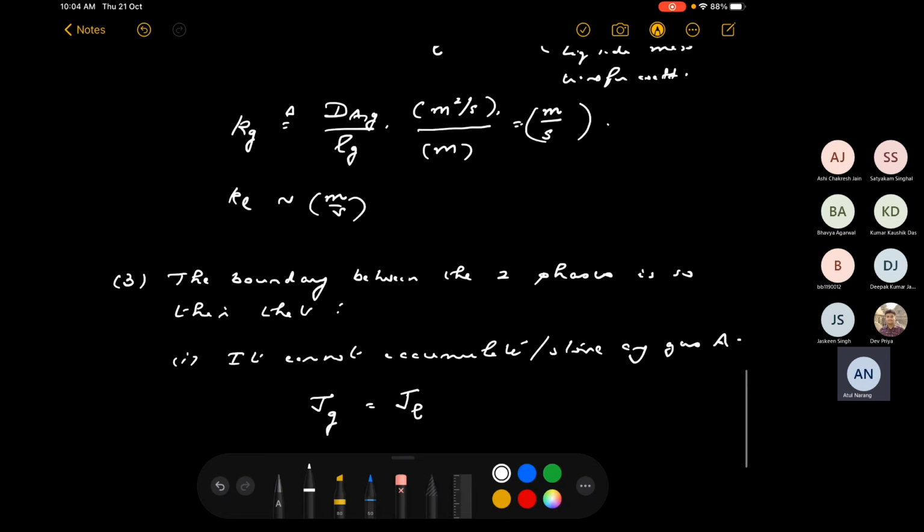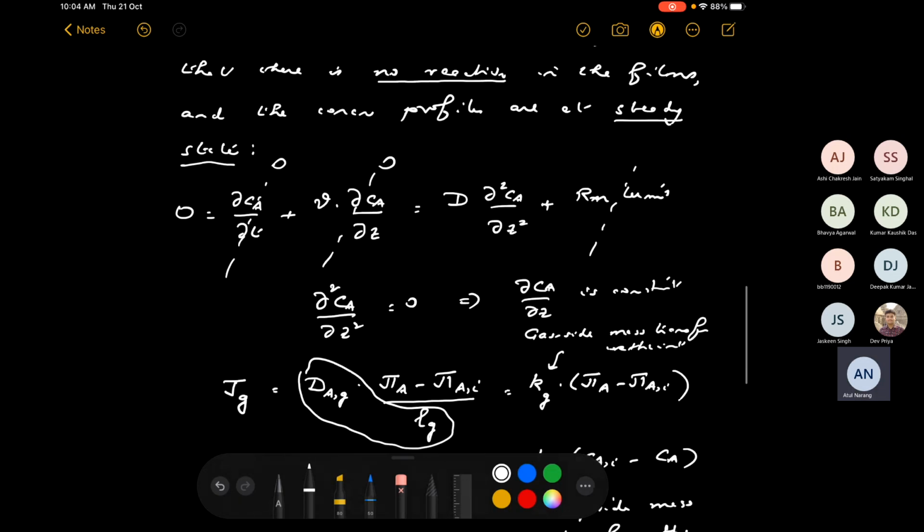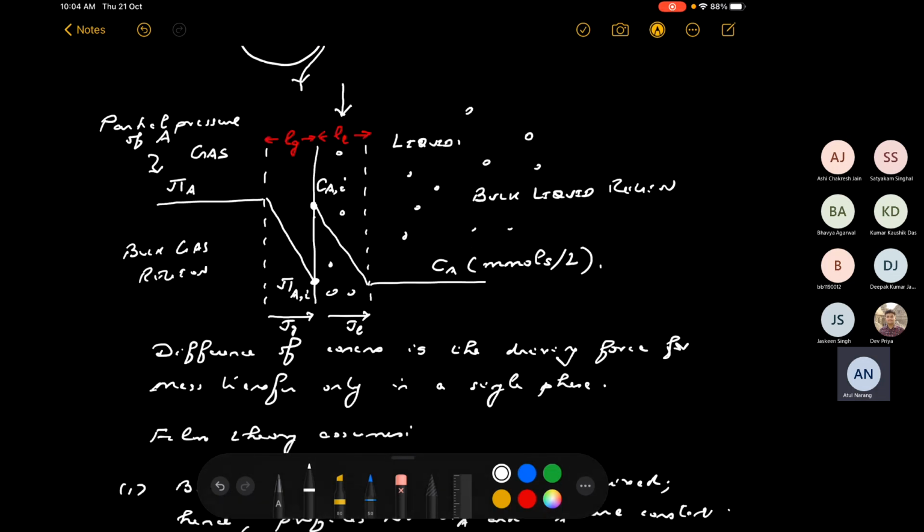So coming back to this picture here, the only way Jg, which is the flux across the quiescent film on the gas side, will not be equal to the flux Jl on the liquid side is if the film starts to accumulate, is capable of accumulating oxygen or whatever the gas be in question. But in this case, we're assuming the film is so thin it cannot accumulate anything. If it cannot accumulate anything, then Jg has to be equal to Jl. There is nothing that can create any kind of inequality between Jg and Jl.